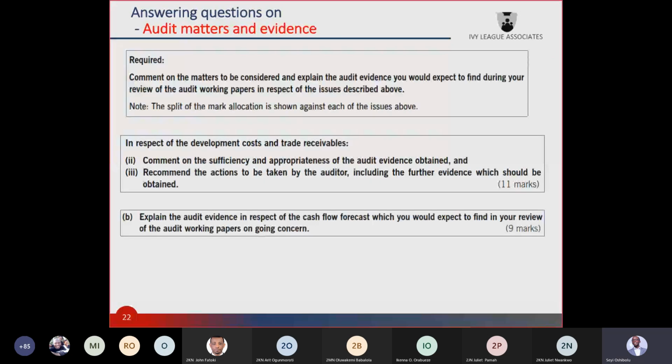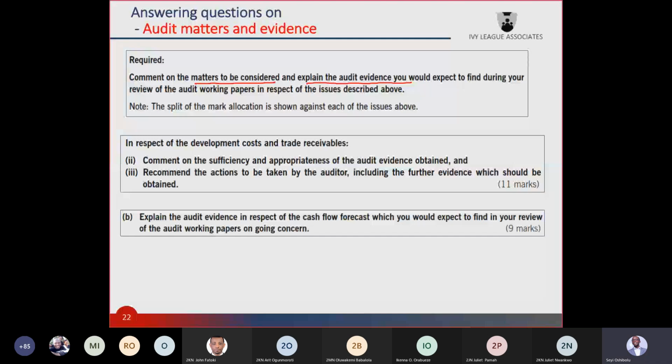Next, audit matters and evidence. This is another powerful question, quite consistent as well. The format is often similar, but there may be little variations. The more popular format is the first one there. Comment on the matters to be considered. Explain the evidence you should expect to find while reviewing the working papers of so.